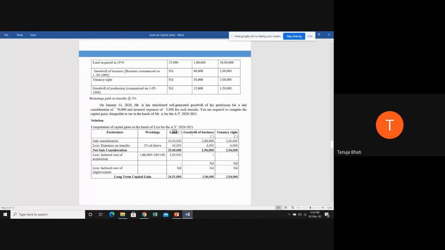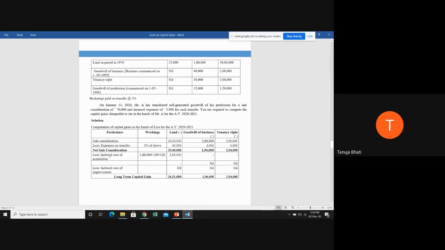First, we have taken land, goodwill, and tenancy rights. What is the sale consideration? For land, goodwill, and tenancy right, the sale consideration is 30 lakh, 2 lakh, and 3 lakh. Is this clear? Yes, ma'am. Less expenses on transfer. We know that the brokerage is paid at the rate of 2%. So 2% of the above, you get 60,000, 4,000 and 6,000. So net sales consideration, you get it as 29 lakh 40,000, 1 lakh 96,000 and 2 lakh 94,000.